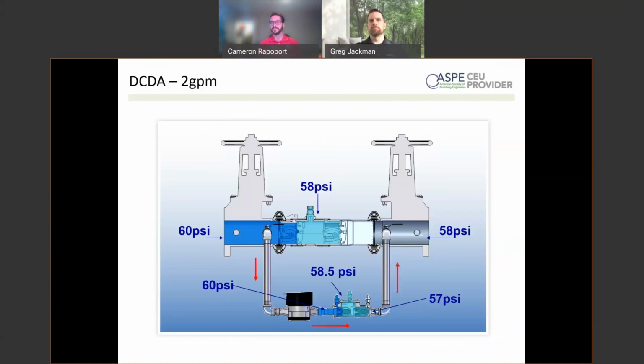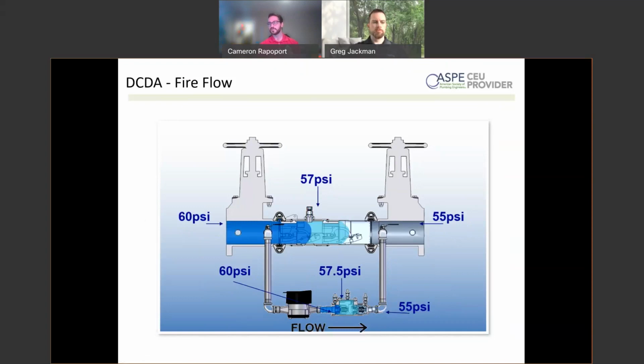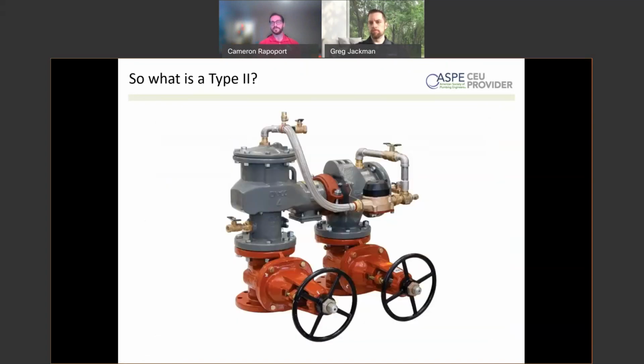But the big takeaway is that if you're bypassing 2 checks, you've got 2 checks in the bypass. So it's a double check and a double check. And the first 2 gallons a minute go through the bypass. We do that just by biasing the checks, making sure that these checks are a little stronger hydraulically than the checks in the bypass. That's going to bias the first few gallons a minute through that bypass before the main valve opens up. And of course, as you get more flow, the main valve opens up, and you're going to get most of your water through that. So what is the type 2?